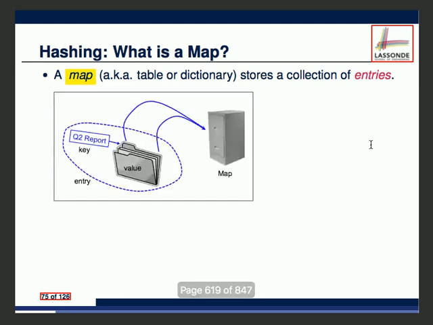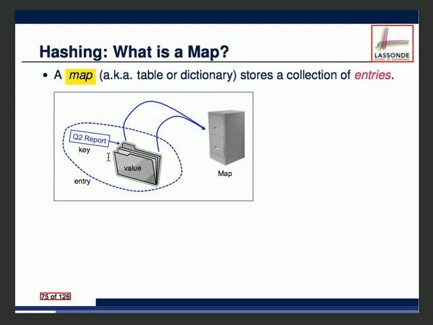Now, let's say this is a very real-life example. I'm not sure if you have ever used this. You've got a cabinet over there. The cabinet itself is like a map. It stores lots of files. Each file is like an entry, and each file has two components. It has something like a label to say that's a Q2 report. That's a label. And then the file itself is the value.